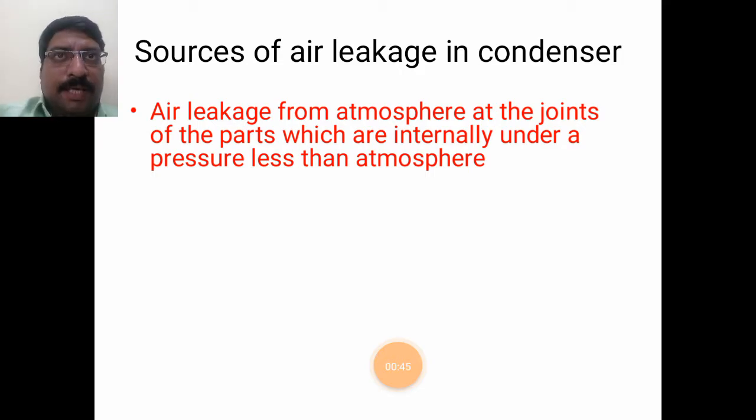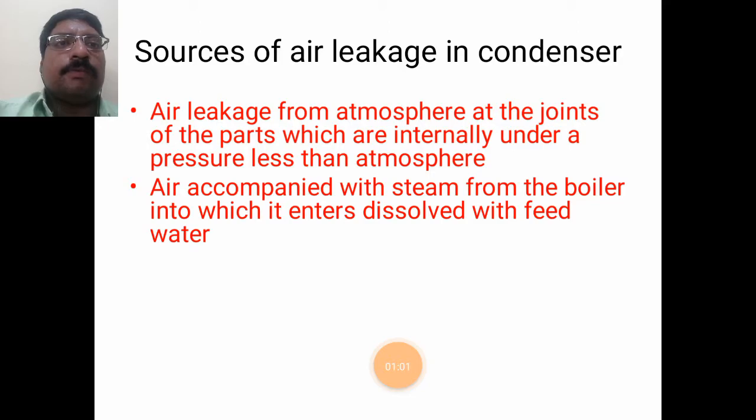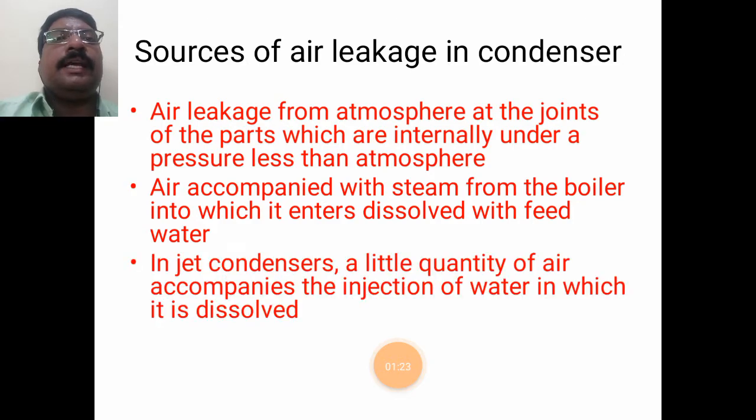So if the pressure inside the condenser is less, then by means of the joints, the atmospheric air will rush into the condenser. That is one of the sources of leakage in the condenser. Next one is air accompanied with the steam from the boiler, which enters dissolved in feed water. Along with the steam, the air also enters the turbine, is expanded, and enters the condenser. That is also one of the sources of air leakage in the condenser.